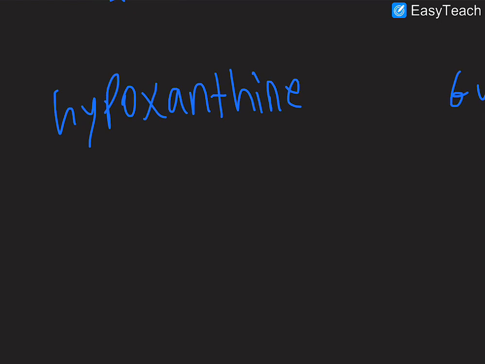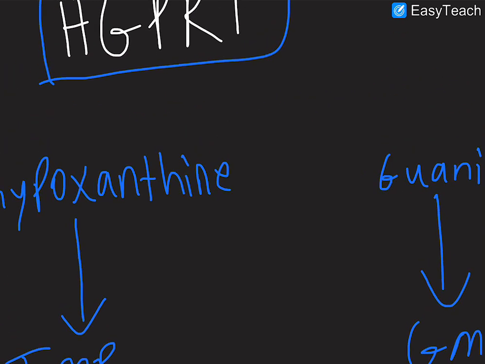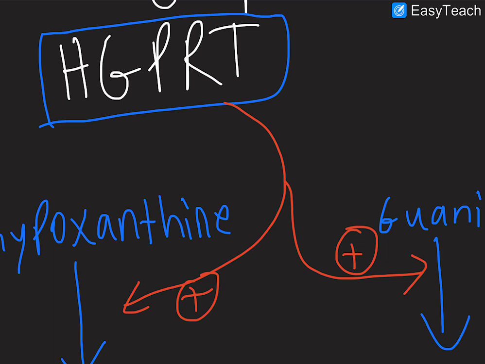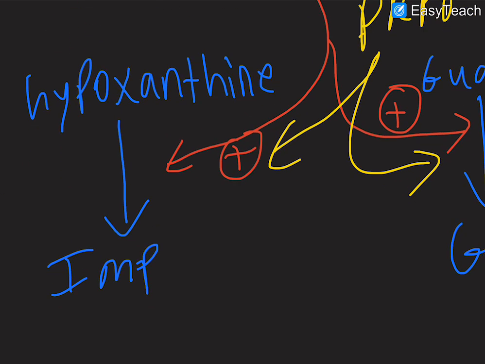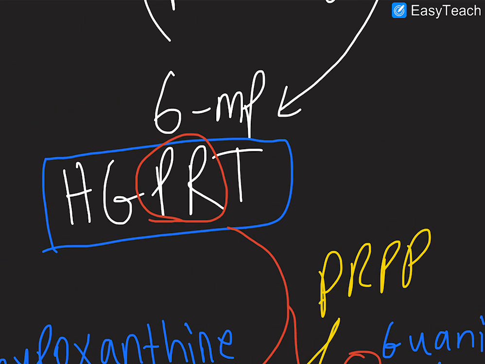So hypoxanthine in the purine salvage pathway can actually get converted into IMP. Okay, and guanine can get converted into GMP. And guess who helps do this? Hypoxanthine guanine phosphoribosyltransferase. Okay, so this enzyme will help make these processes go forward. And notice what's in the enzyme's name is phosphoribosyl, right? So we can add a PRPP. What happens is we need a PRPP in these reactions in order to make IMP and GMP.